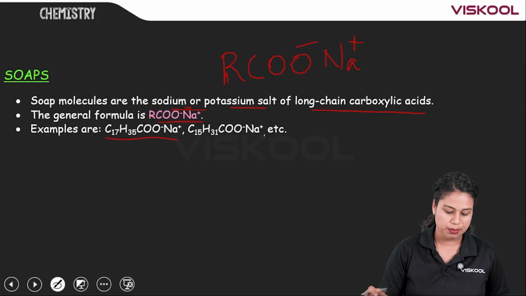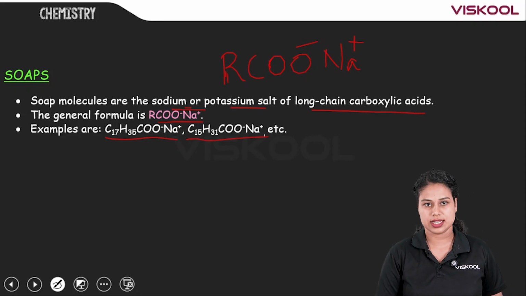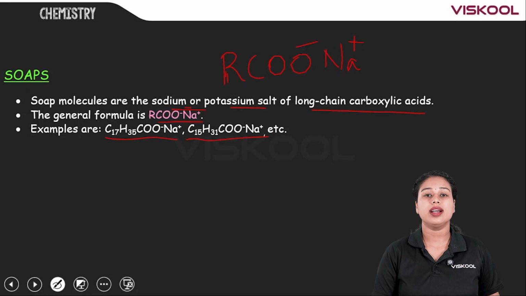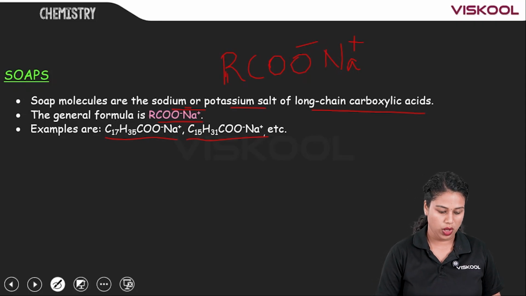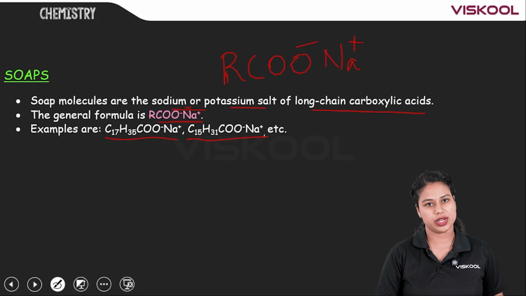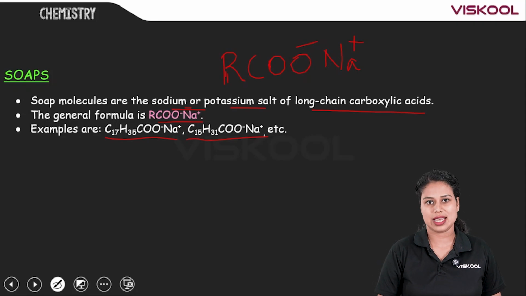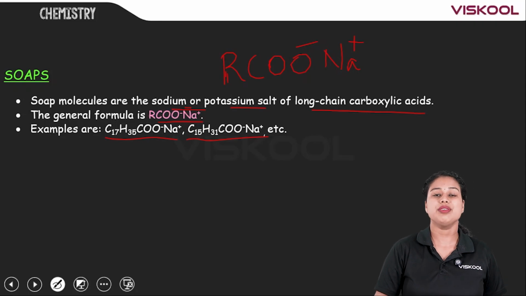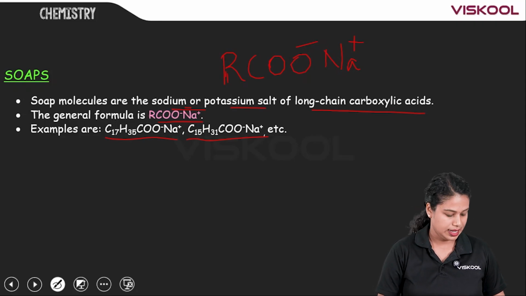Examples are C17H35COO minus Na plus, C15H31COO minus Na plus, etc. Here you can see how many carbon and hydrogen atoms are present in these cases. In these given examples of soap molecules, 17 carbon and 35 hydrogen are present, making it a long carboxylic acid, right? So we can call it a fatty acid. So soap molecules are sodium or potassium salts of fatty acids.